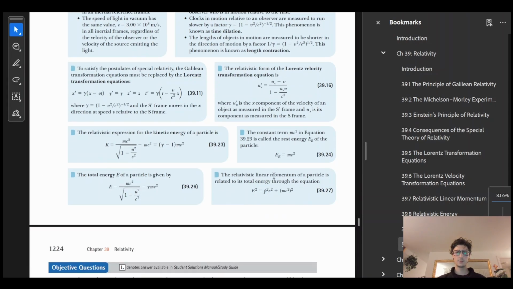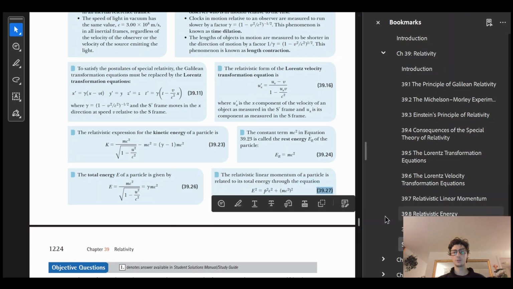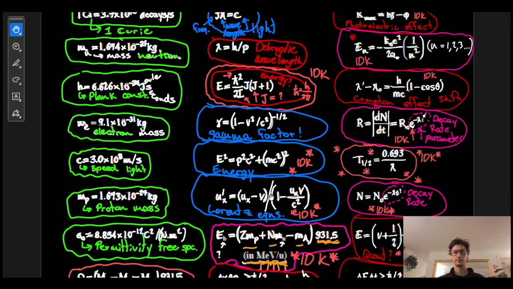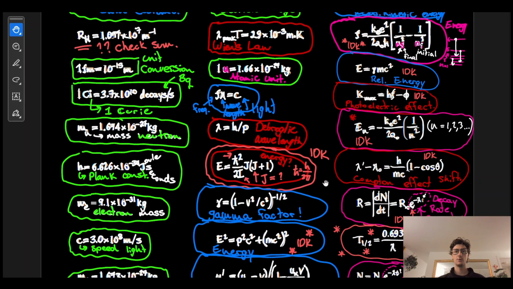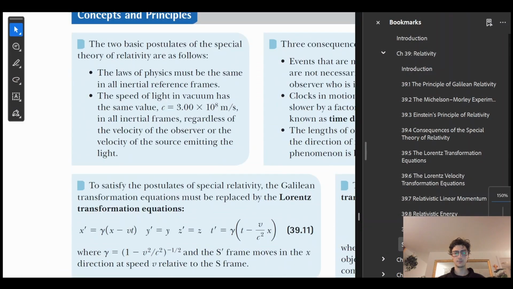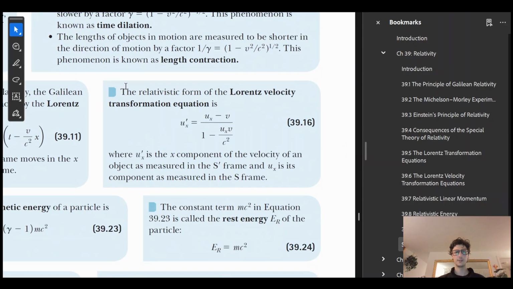So this one here, relativistic linear momentum of a particle is related to total energy through the equation. Boom. And then they give you 39.27. You can again check where this equation pops up and see if there's an example related to it. So this is also an equation which you see right over here. Energy, relativistic energy equation. And that covers all of the equations in relativity except for this one here, the Lorentz velocity transformation equation, which is actually this equation here.